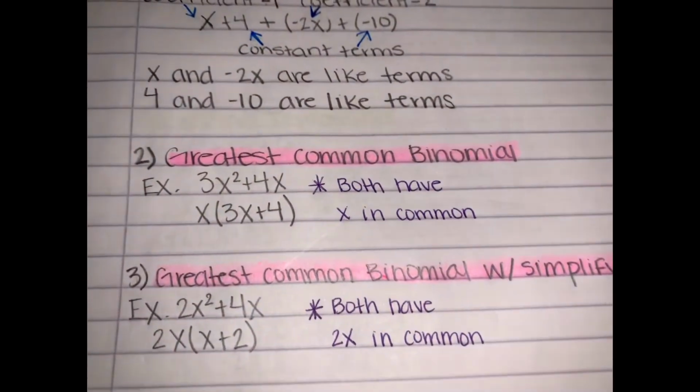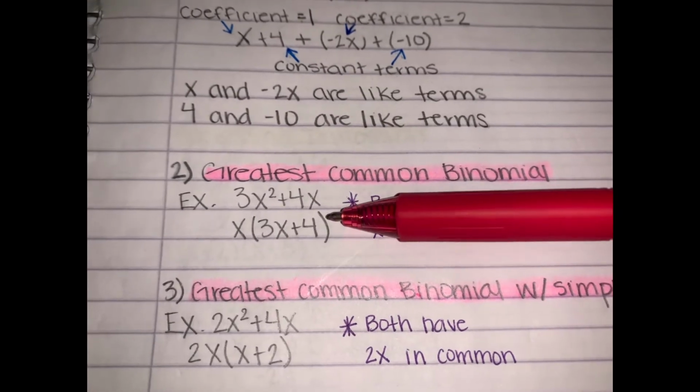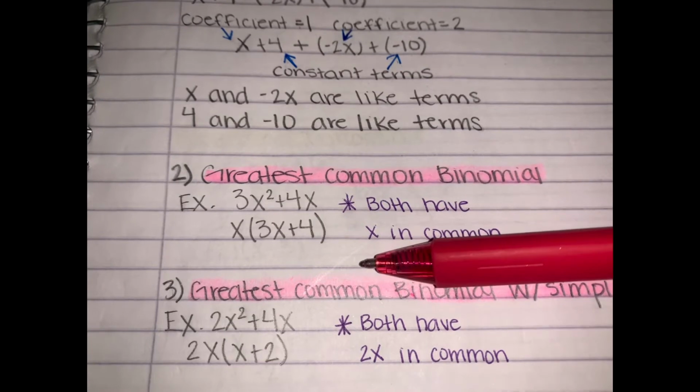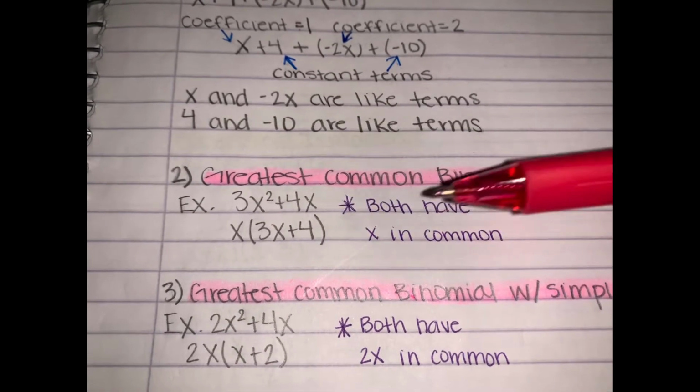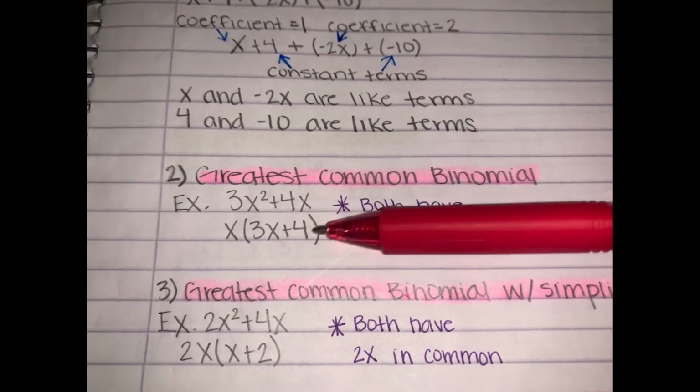So going to the next part, we have the greatest common binomial. For this example, I wrote 3x squared plus 4x, and right here what they both have in common is x, so then I got x parentheses 3x plus 4.